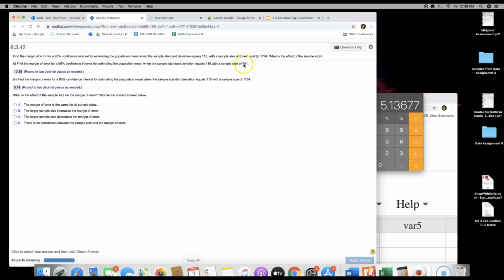So lastly, comparing it. As we went up in sample size, we went from 441 people to 1764 people. We increased the sample size. What happened to the margin of error? It went down, right? The larger sample size decreases the margin of error. That is the answer that we want.